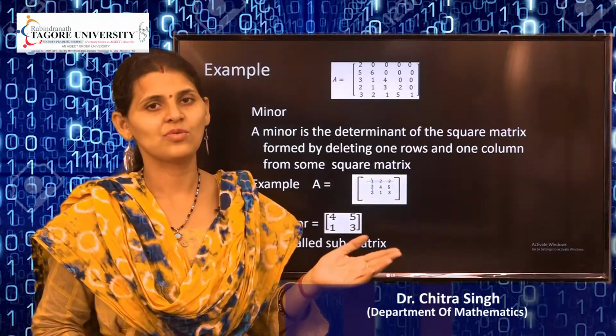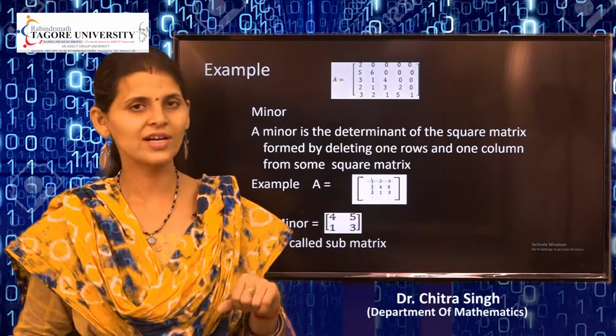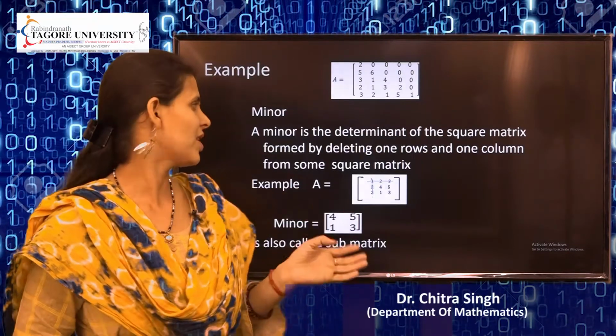Upper elements are 0. Above the leading diagonal elements are 0, and below the leading diagonal elements are present, so that is a lower triangular matrix.